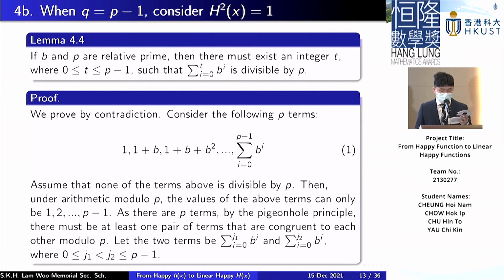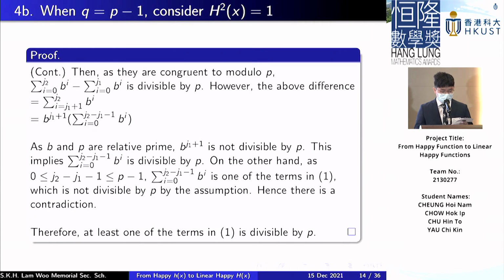So consider the difference between those two terms. On one hand, the difference must be 0 under mod p, or say divisible by p. But on the other hand, after the 1 and some of the b terms cancelled out, we can take out the common factor b and factorize. The term here is not divisible by p, as b and p are coprime. And the other term is also not divisible by p, as this is one of the terms in the previous sequence. Therefore, their product should not be divisible by p, and this results in a contradiction. So, there must exist t such that the sum of 1 plus b squared all the way up to plus b to the power t is divisible by p.